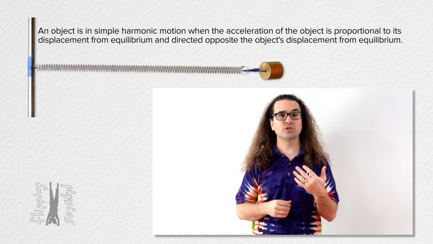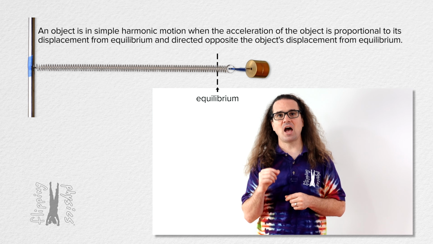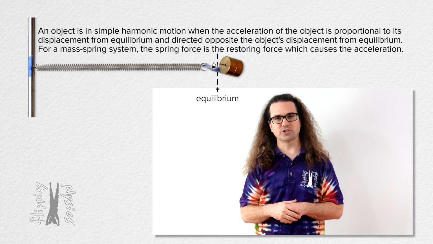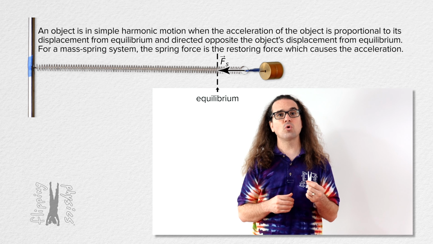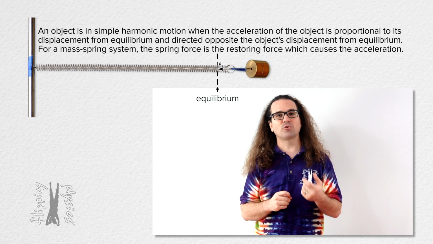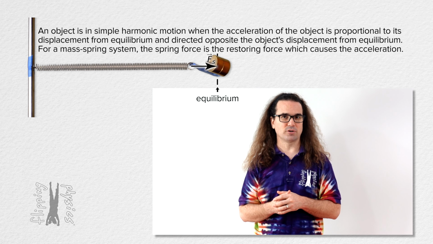the object is proportional to its displacement from equilibrium and is directed opposite the object's displacement from equilibrium. For a mass spring system, the spring force is the restoring force which causes this acceleration. Recall that a restoring force is always directed toward equilibrium, and the spring force is always directed toward equilibrium, which is why the spring force is the restoring force.